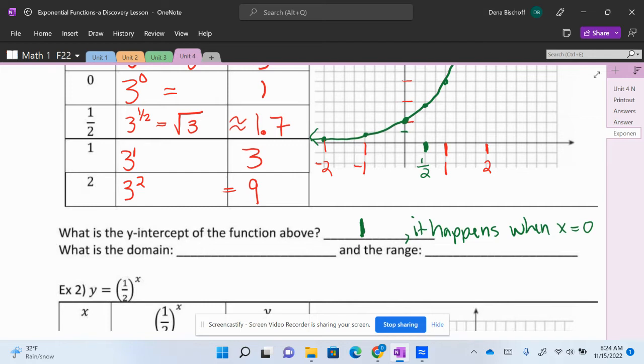Nice. What is the domain? Remember, the domain is all of your input values. So we can input any x value. So the domain is all real numbers.